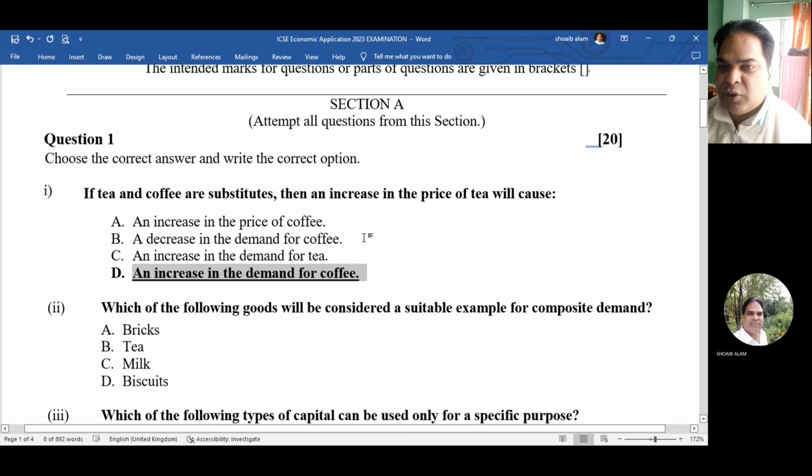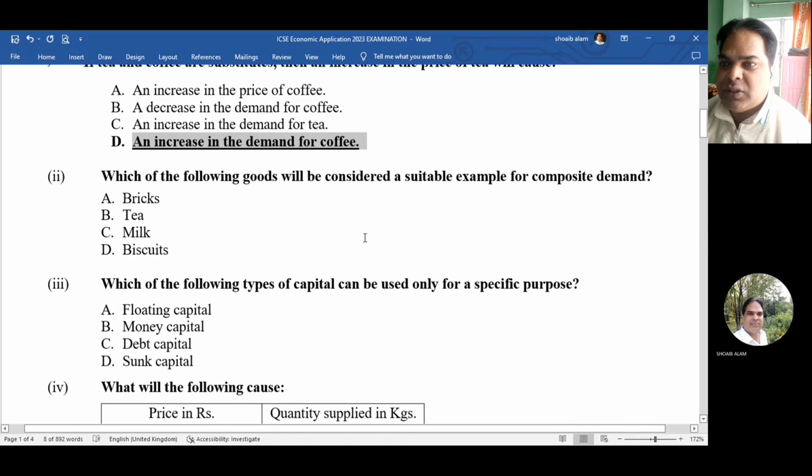Okay, this will be the correct answer. Now, let us move on to question number 2. Which of the following goods will be considered a suitable example for composite demand? Bricks, tea, milk, and biscuit. Bricks is a construction material, while tea, milk and biscuit are food items. So the answer is bricks. A is the correct answer.